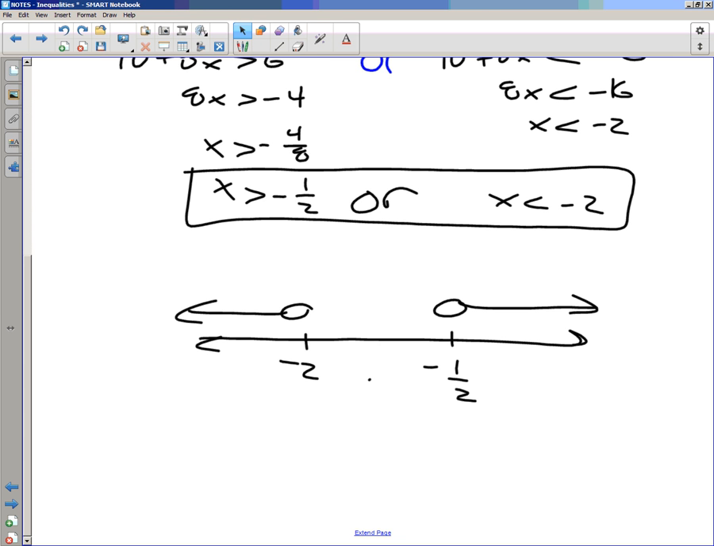Okay, so we dealt with inequalities today. The more advanced flavor of the problems are going to have absolute values.